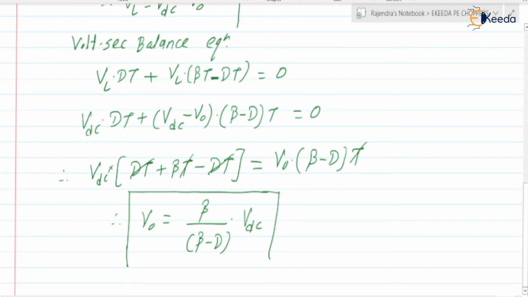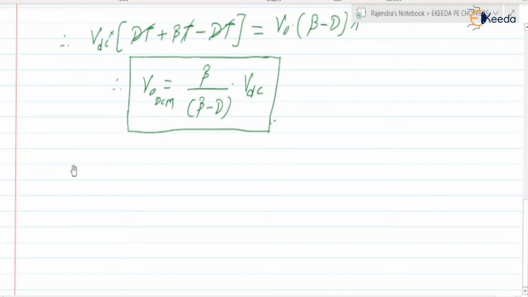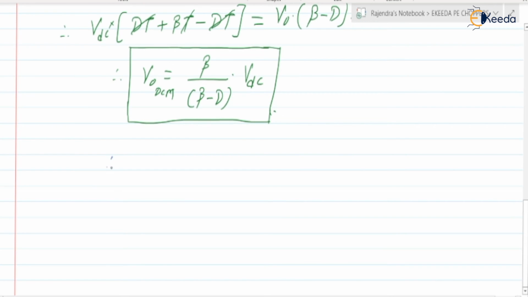So the point to be noted: in the numerator we have beta, and in the denominator we have beta minus d. If you compare, beta value is always less than 1, so V0 in discontinuous conduction mode, in conclusion, is always greater than V0 in continuous conduction mode.